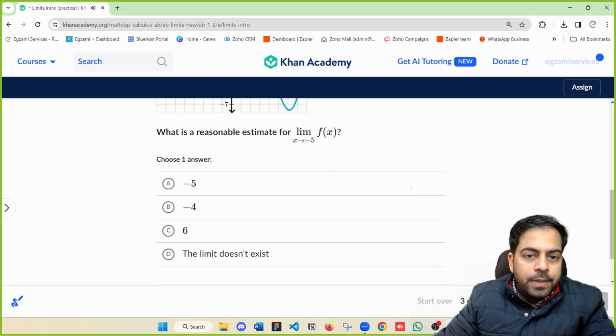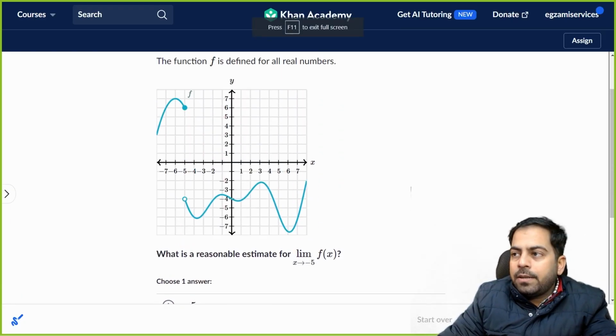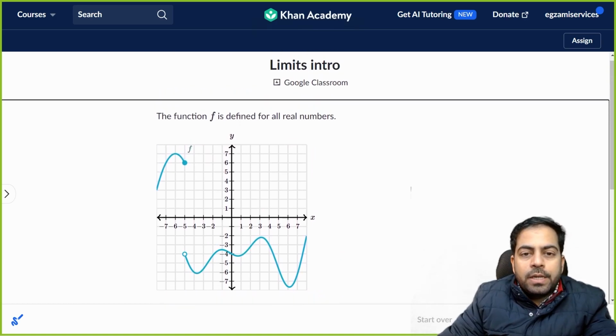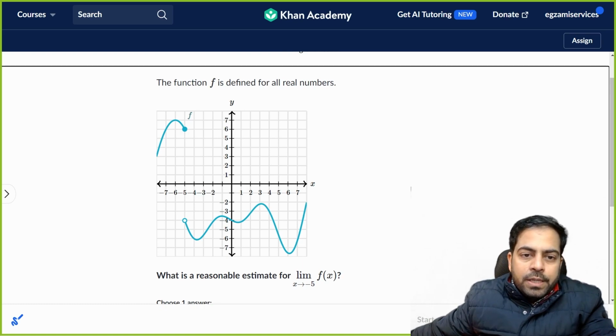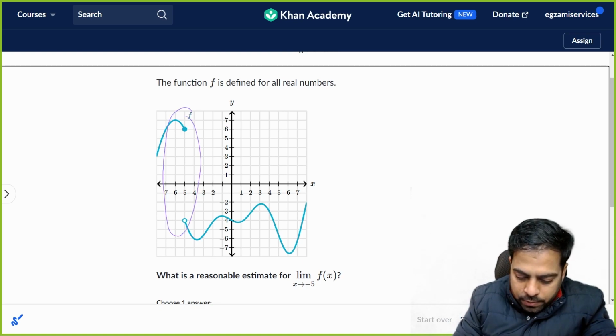All right, next, let me zoom it as much as I can. I hope it's clearly visible. If any of the questions or anything is not clearly visible, do let me know in the comment section. And then I have the limit where f is defined for the real numbers. Okay, this graph is broken here at x equal to minus 5.